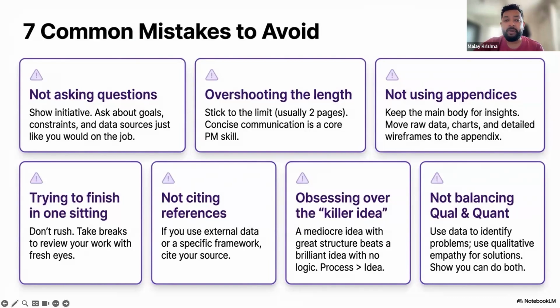Second, not using appendices. So don't cram every graph, prototype, and data into the main body. Try and say that the main document is a summary of everything, and then use an appendix. Appendix is basically supporting data, some detailed wireframes, and so on and so forth, right? The evaluator reads the main doc, and then if he or she feels that they want a deeper understanding, they actually go deeper into it.